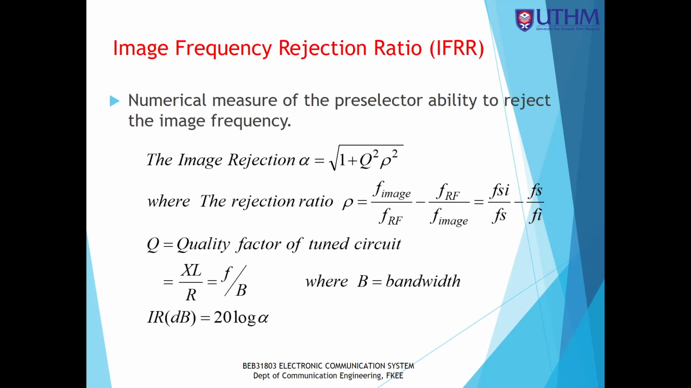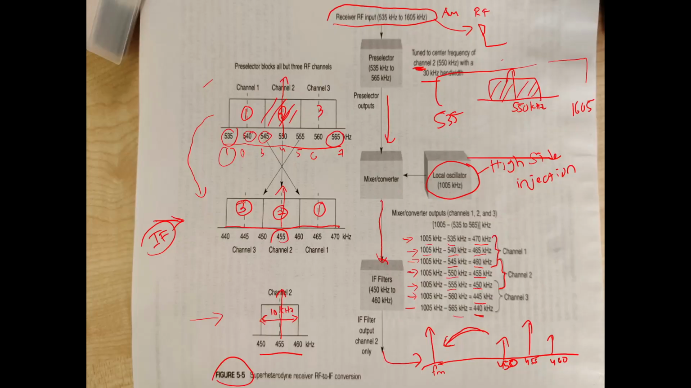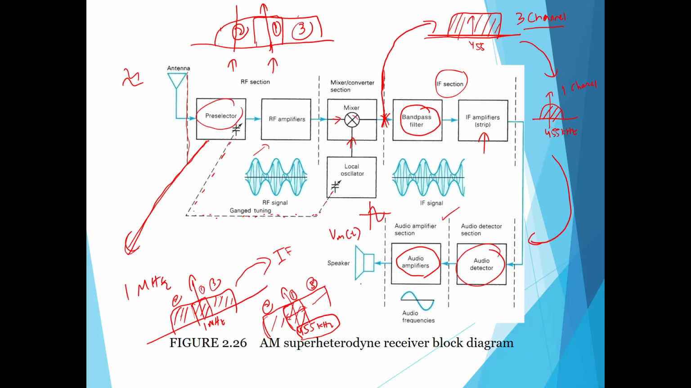Again, I repeat. It is the responsibility of the pre-selector or the tune circuit to remove the image frequency. If I go back to the picture here, this pre-selector must remove the image frequency. Otherwise, there is going to be interference within the signal.